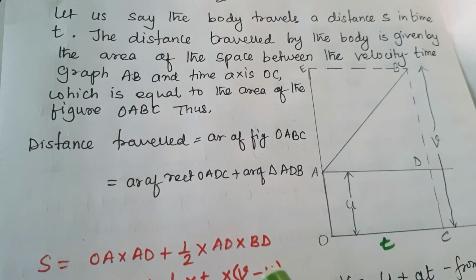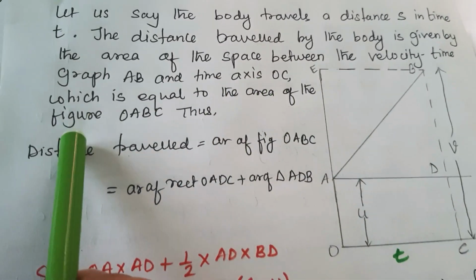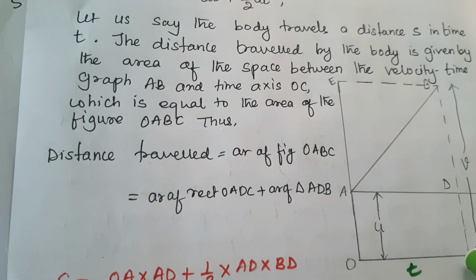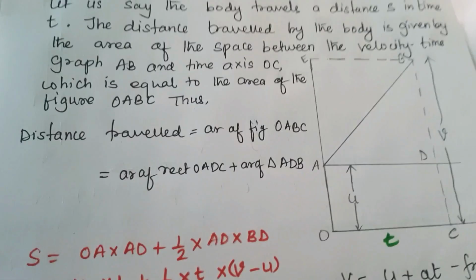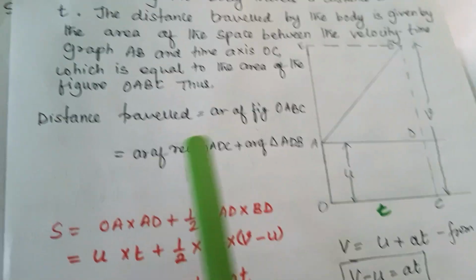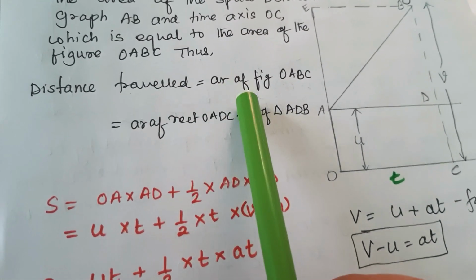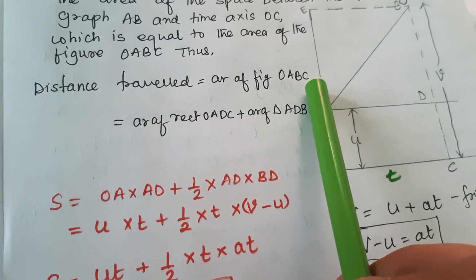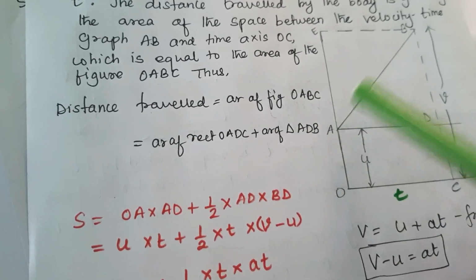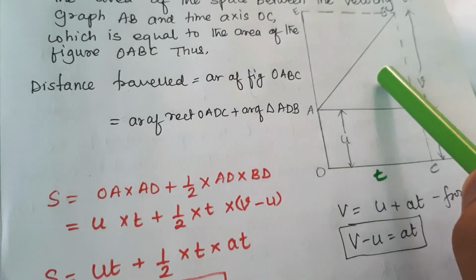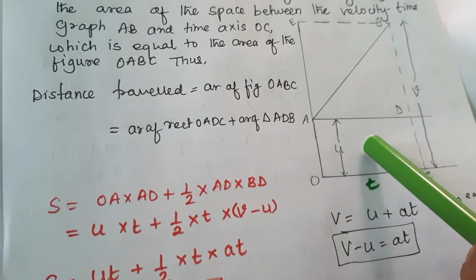So which is equal to the area of figure OABC. Okay, so let us try. Distance traveled is equal to the area of figure OABC. You can see here very clearly there is one triangle and here is one rectangle.